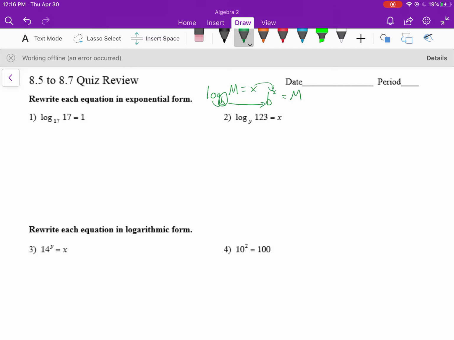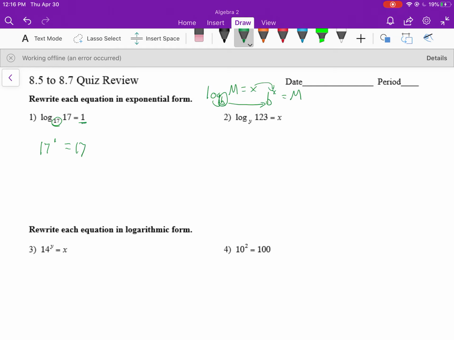So following that same idea, we're going to have 17. That's our base of the logarithm, will be the base of our exponent. 17 to the first power equals 17. And the nice thing is we can look at this and say, yes, that's definitely true. So that's how we would write it in exponential form. I'll leave number 2 for you to work through. Same process, and the answers are on the worksheet, so you can check that.